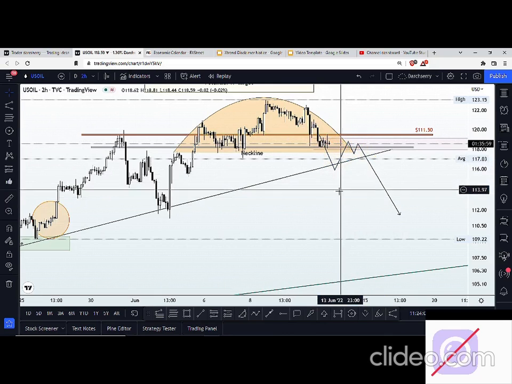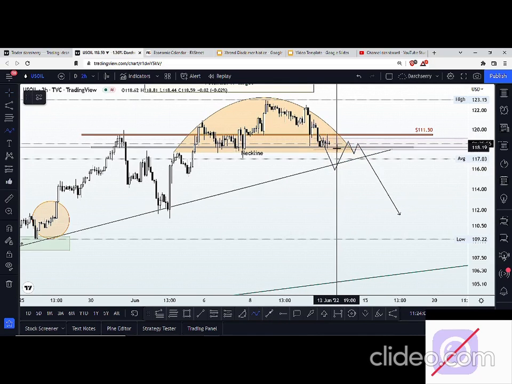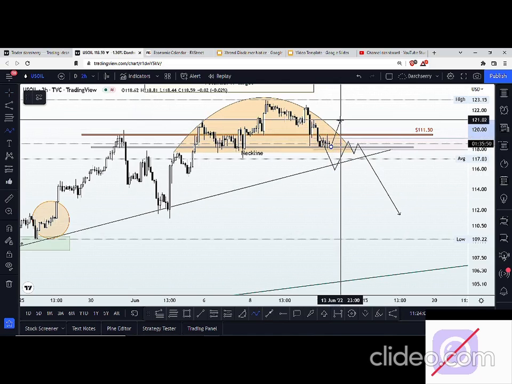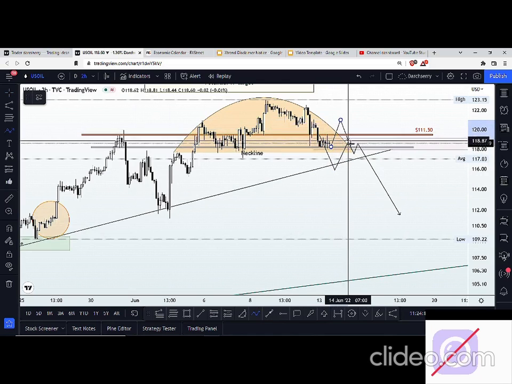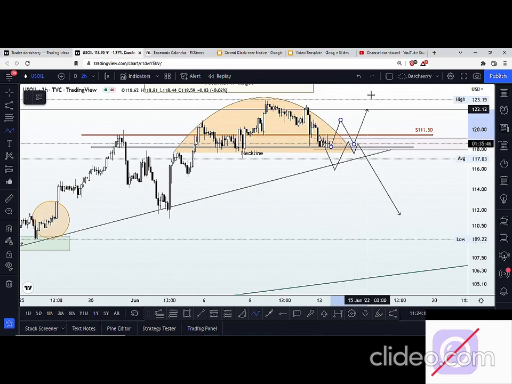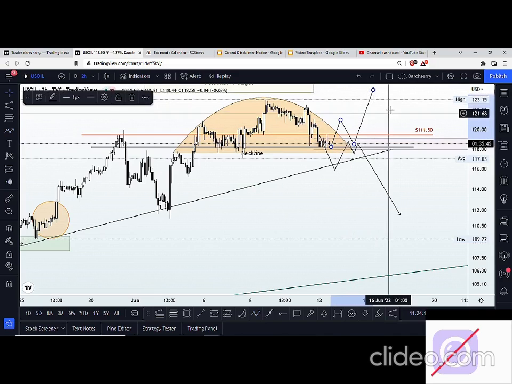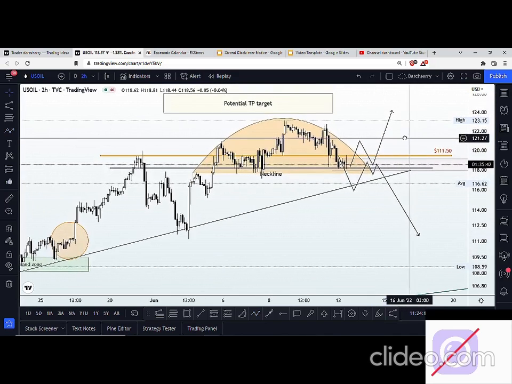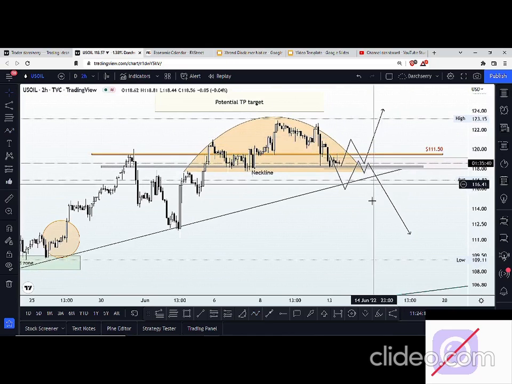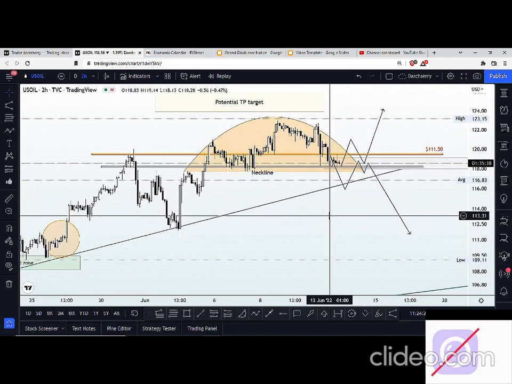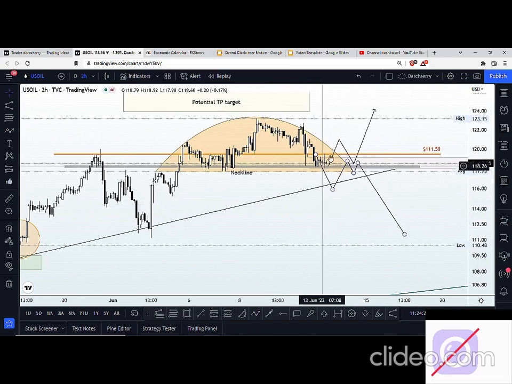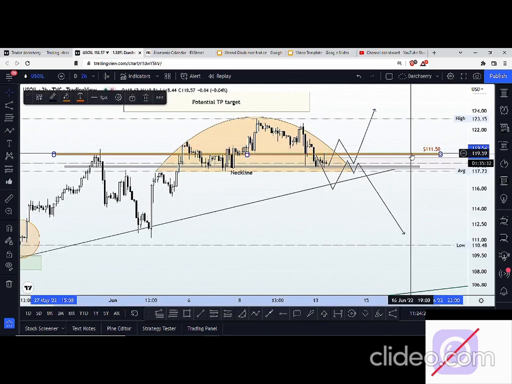However, there's another scenario we can be looking out for, and that is if price breaks above that key level at $119.50. Then a retest of structure will send price going to the upside. So here on the US oil, we have two scenarios to play around with as we head into the New York session. The first one is a break above the key level at 119.